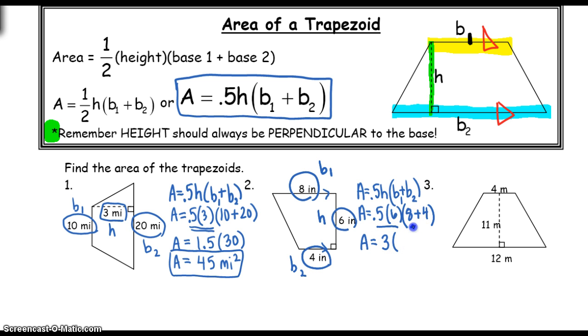Then I like to add these two numbers inside the parentheses together next. 8 plus 4 is going to give me 12. And then finally you can multiply these two numbers together now. So 3 times 12 is going to give you 36. And don't forget your units. Here we're dealing with inches, and this is area, so it is inches squared.